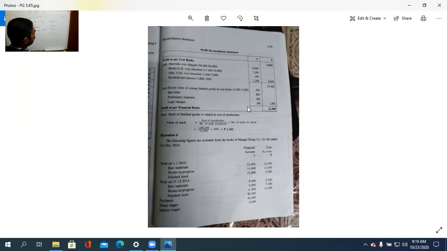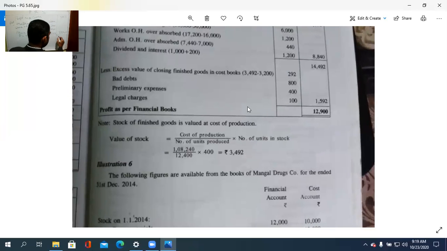So 7,200, then 8,200, 8,400, and 8,400 plus 400, 8,840. So 8,840 need to add with this. So how much it is? 14,492. Less some items. What are the items to be less?